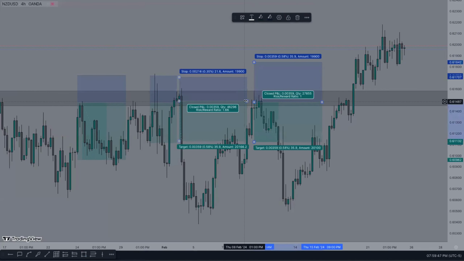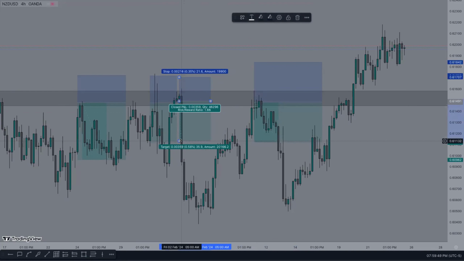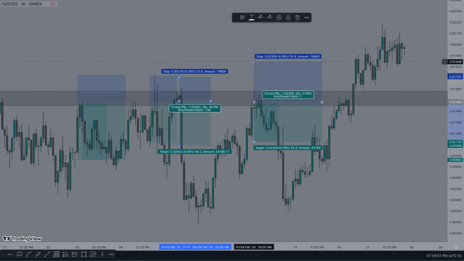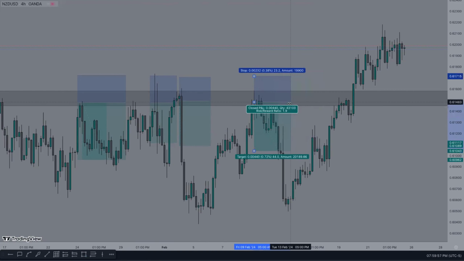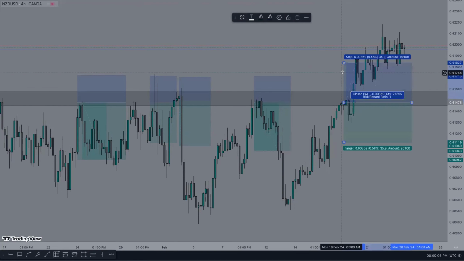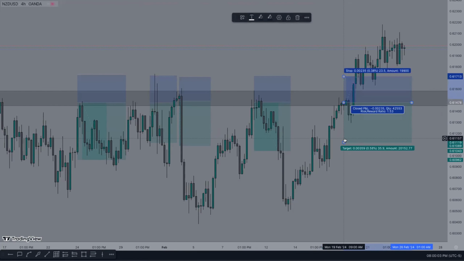This is another trade. Guys, know that I won this trade, yeah? Then this is another trade that I've won. Another trade that I've won. Then finally a trade that I lost, which is this one. My stops right there. Targets 1:2.